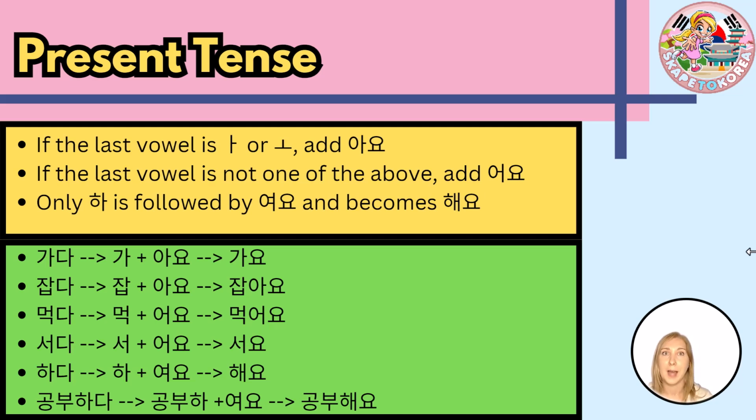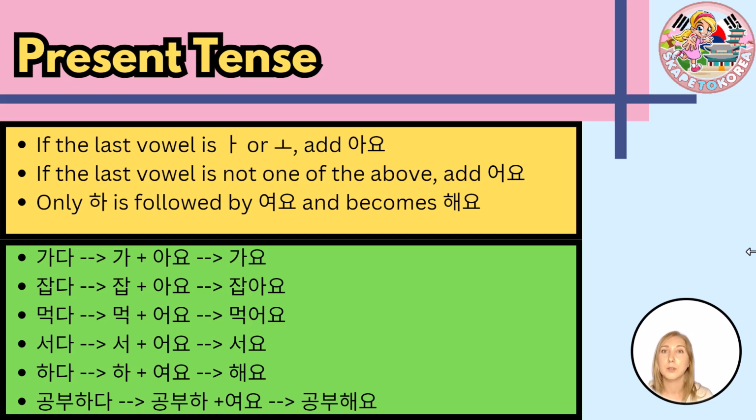잡다, to catch. After dropping the 다, it becomes 잡. And then again, the last vowel there is ㅏ, so you're adding 아요. And there the vowels cannot combine because you've got the final 받침, the last consonant at the bottom that's stopping them from combining. So it just becomes 잡아요.